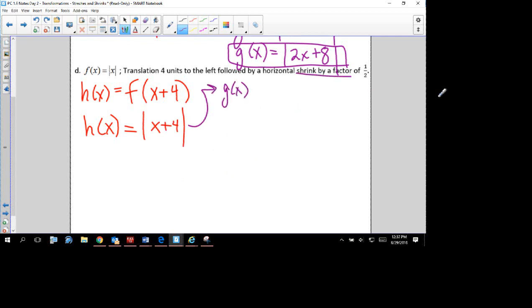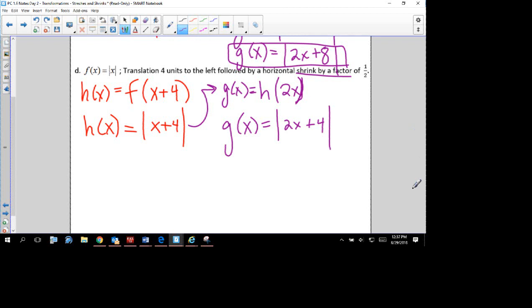We now need a horizontal shrink by a factor of 1/2. So I'm now going to do h of 2x. So we're saying wherever there's an x, replace that with 2x. So in my previous equation, in the h, wherever I see an x, I'm going to replace that with 2x. So it's absolute value 2x plus 4. If there was an x, I just made it 2x. But that one did not affect the 4.